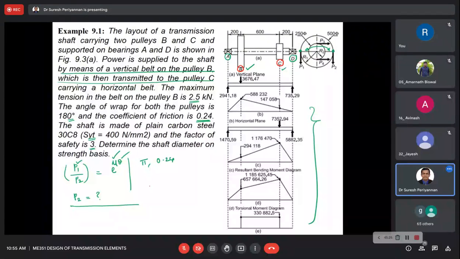The torque is P1 minus P2 into D by 2, sir. Yeah, R.